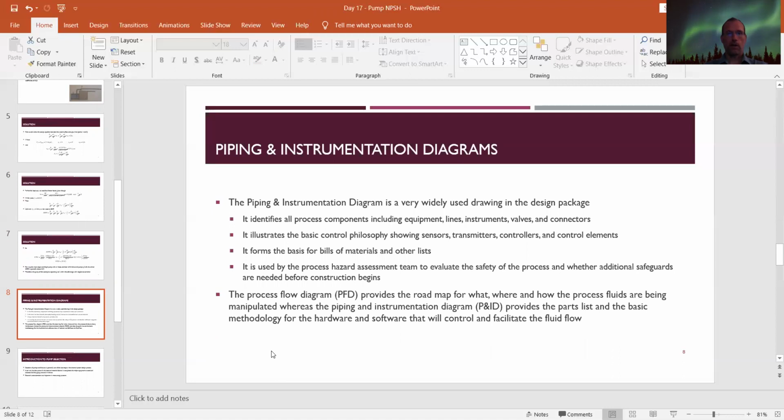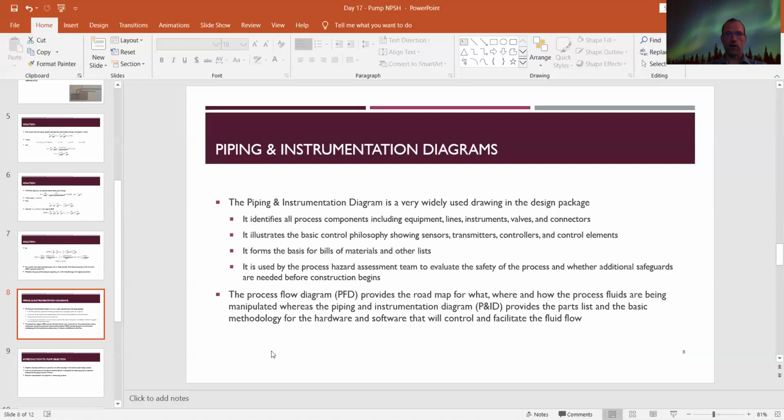So next up, we have piping and instrumentation diagrams. So these are obviously a widely used drawing in the design package. They identify all process components, including equipment, lines, instruments, valves, and connectors. They illustrate the basic control philosophy, showing sensors, transmitters, controllers, control elements, form the basis for bills of materials and other lists, used by the process hazard assessment team to evaluate safety of the process and whether additional safeguards are needed for doing the actual construction.